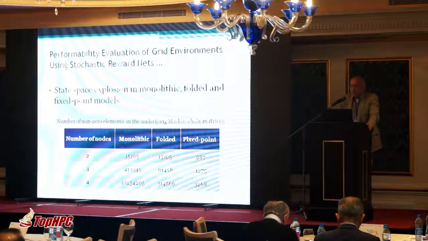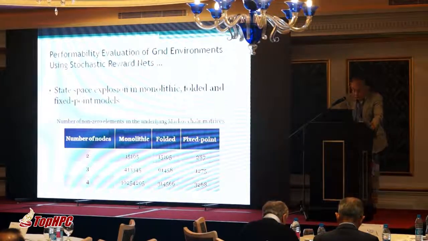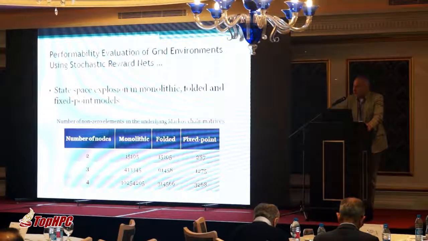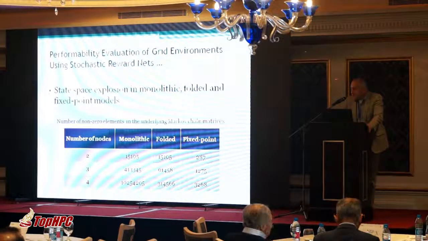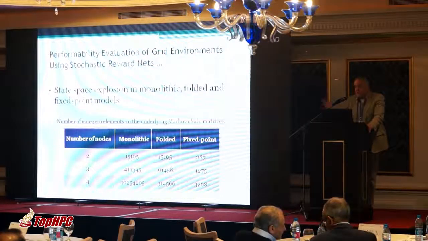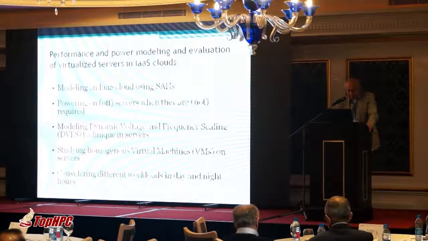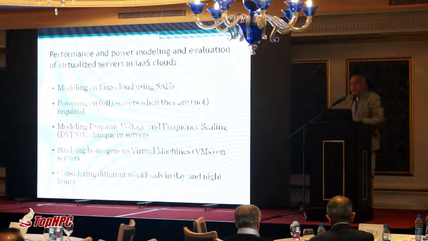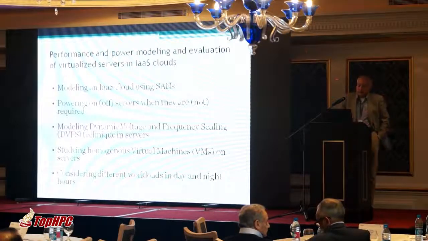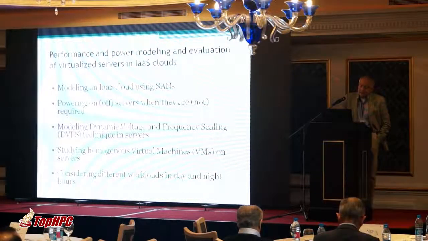The resulting Markov chain matrices, for example, for the case of 4 nodes, would have more than 10 million non-zero elements. But the folded one would be 500,000, and for fixed point would be around 3,000. Drastically decreased. So that was one example of analytic modeling in the context of grid.